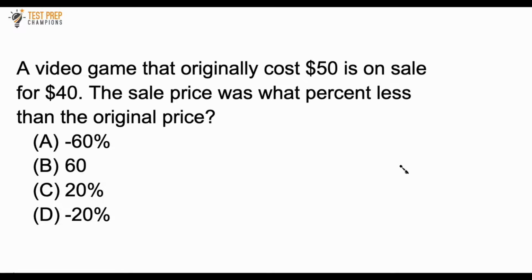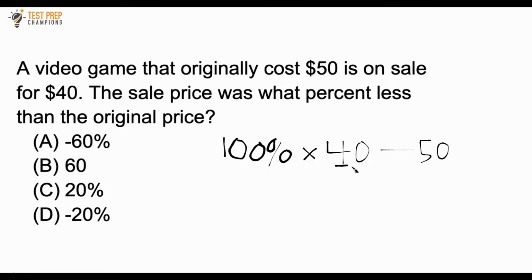Okay, so to approach this question, we're going to use the percent change formula. So I'm going to set it up like this. I'm going to do 100% times the final value, which was 40, minus the initial value, which was 50.